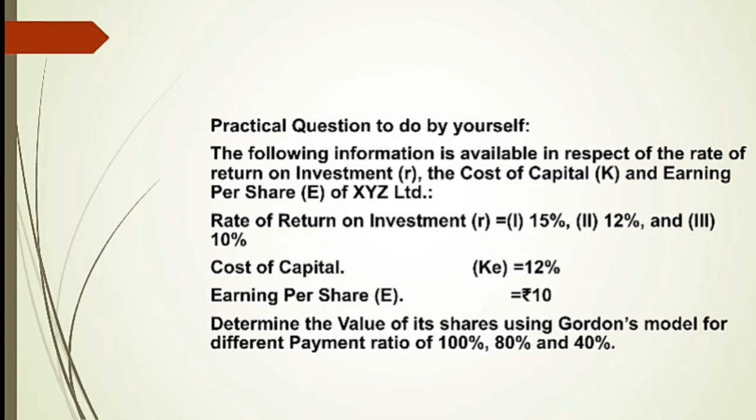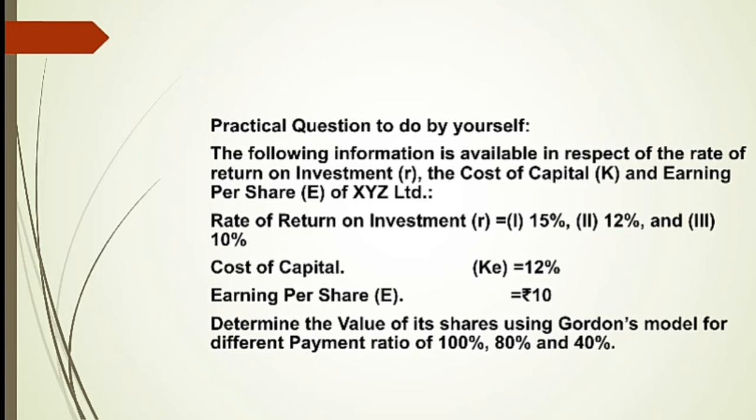So here I am going to start the topic, and the question is: the following information is available in respect of the rate of return on investment R, the cost of capital K, and earning per share of XYZ Limited. So what is the question saying? Some information is given related to rate of return on investment, cost of capital or capitalization rate, and earning per share of XYZ Limited.